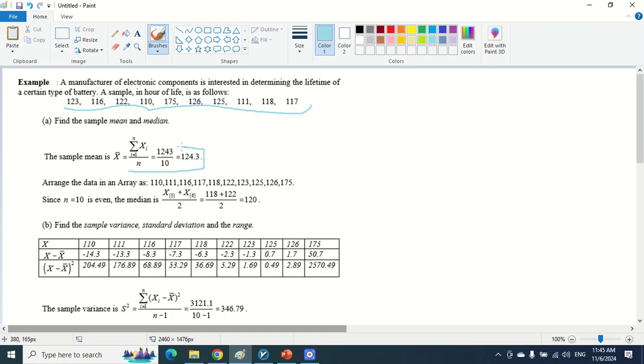The mean is equal to 124.3. After we find that, we can calculate the differences between x and x bar, and for each data point we should do it separately. For 123, for example, the difference between 123 and 124.3, which is the mean, is equal to minus 1.3. You can see minus 1.3 over here.